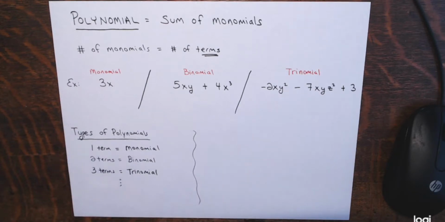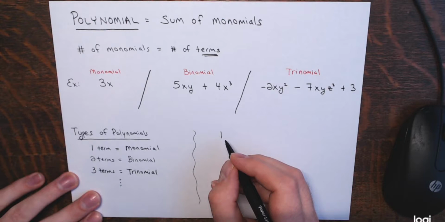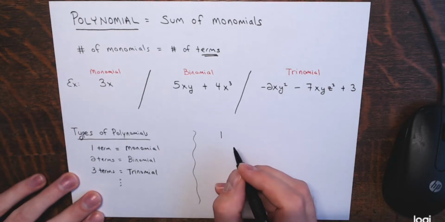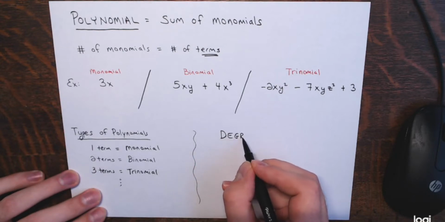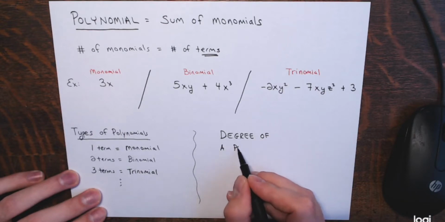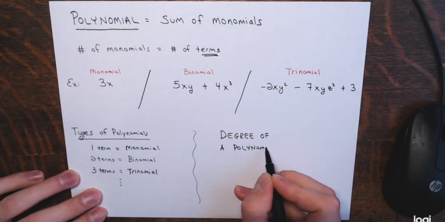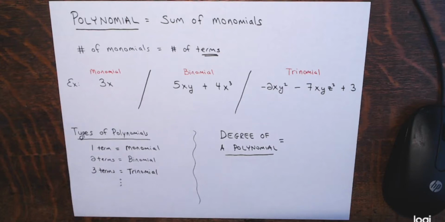All right, and then one final definition. Well, actually not a final definition. We're going to talk about things called like terms as well. We talked about the degree of a monomial earlier, right? Just the sum of the powers, the sum of the exponents on all the variables. The degree of a polynomial is just the largest degree of any of the monomials.